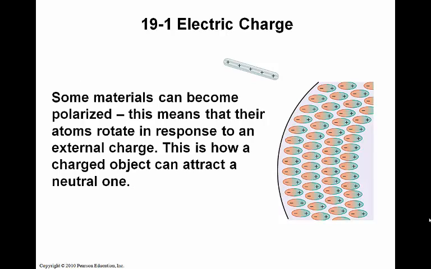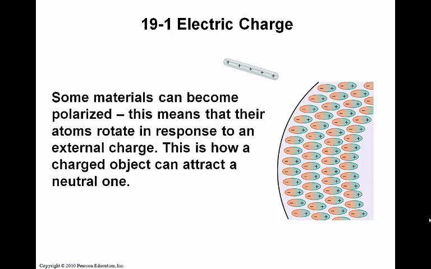You can charge an object that is neutral without even touching it. How does that work? Well, first of all, a neutral object is an object that has an equally distributed number of positive and negative charges. There's no excess of electrons or loss of electrons on the surface.